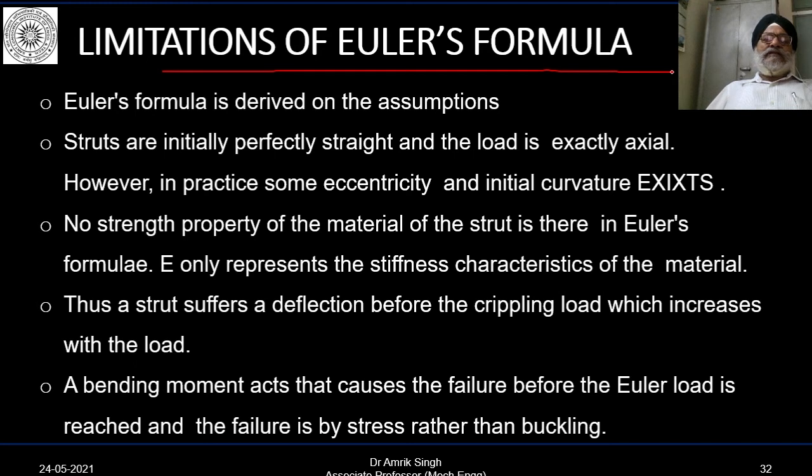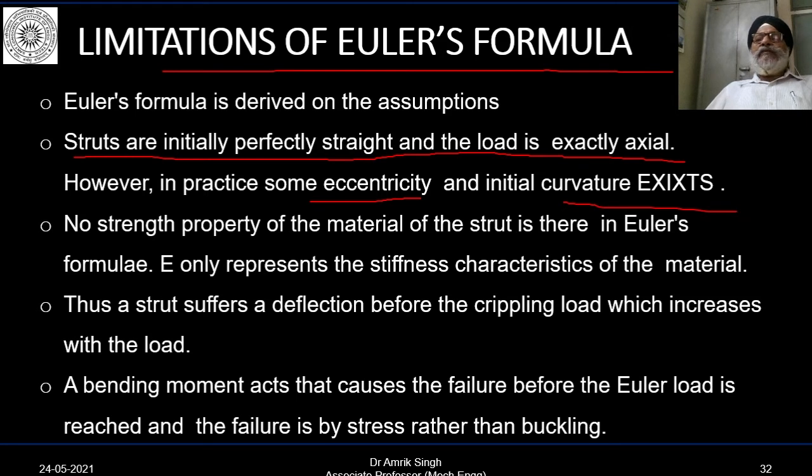So let us discuss one by one what the limitations are. The Euler formula is derived from assumptions. The first assumption was that the struts are initially perfectly straight and the load is exactly axial. However, in practice some eccentricity and some initial curvature will be there because the columns are long. So it is quite possible that the cross section may vary at some length and it may not be completely straight.